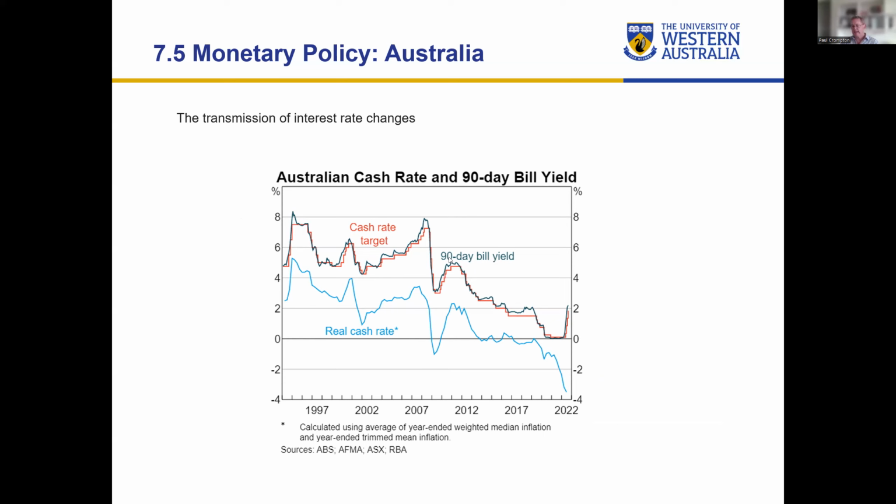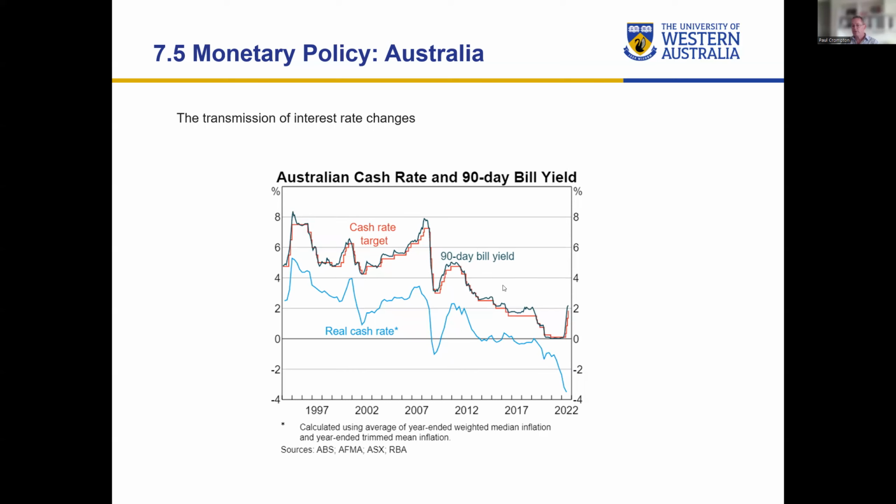Now, the next thing to understand is that the 90-day bank bill interest rate is the interest rate banks pay to borrow money from lenders around the world for 90 days. Money that they can then lend on to their customers. So you can hopefully see what's happening here.